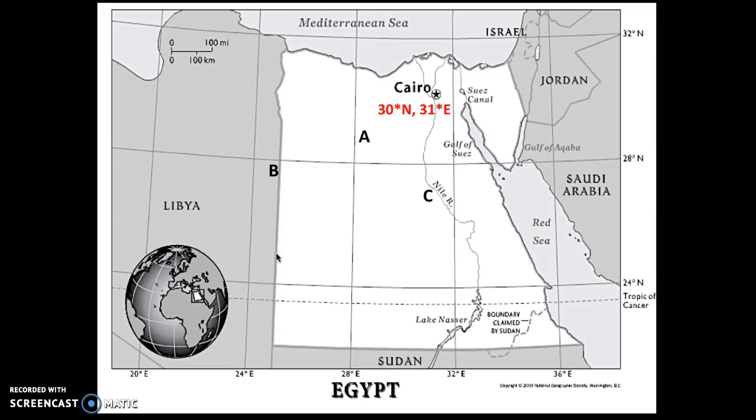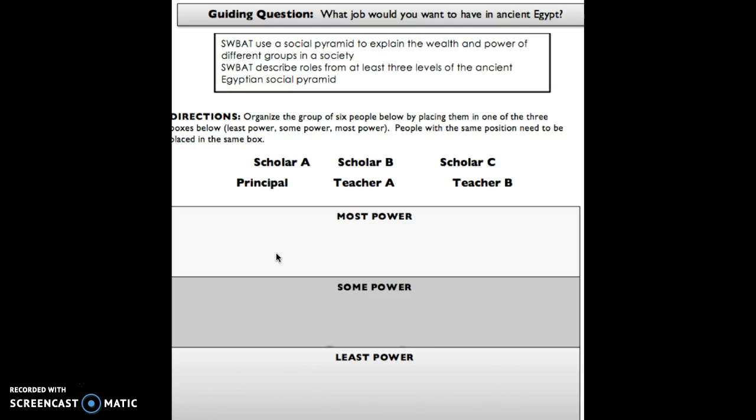So today we're going to be talking about social pyramids, and the thing that I want you to be asking yourself throughout this lesson today is, what job would you want to have in ancient Egypt? And our 2 objectives are for scholars to be able to use a social pyramid to explain the wealth and power of different groups in a society, and that scholars will be able to describe roles from at least 3 levels of the ancient Egyptian social pyramid.